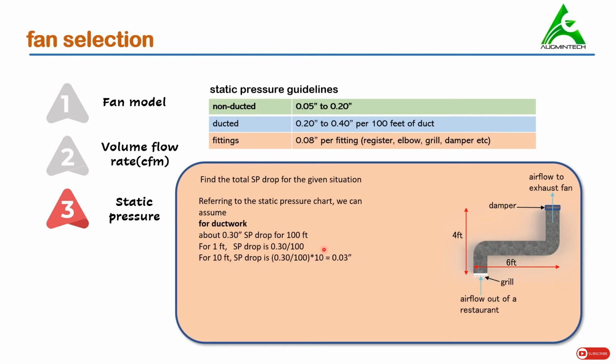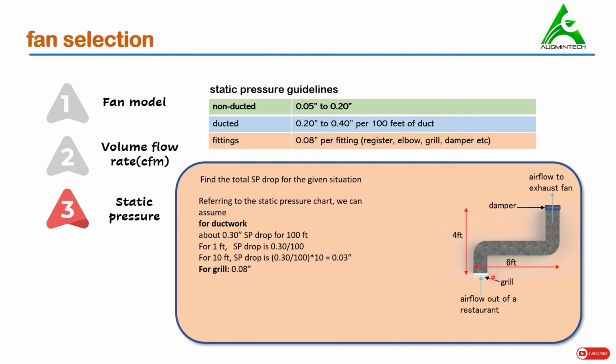Now we'll find the total length of the duct. So the total length of the duct is 10 feet, as can be seen. This length is 4, and from here to here it's 6. So the total length of the duct is 10 feet. So for 1 foot, static pressure drop is 0.30 upon 100. So for 10 feet, the static pressure drop is going to be 0.03 inches of water column.